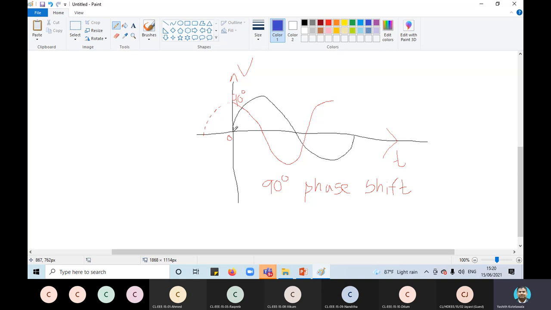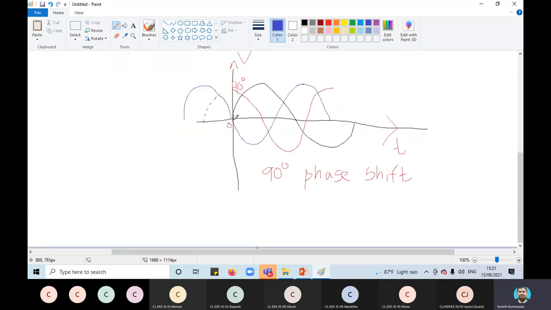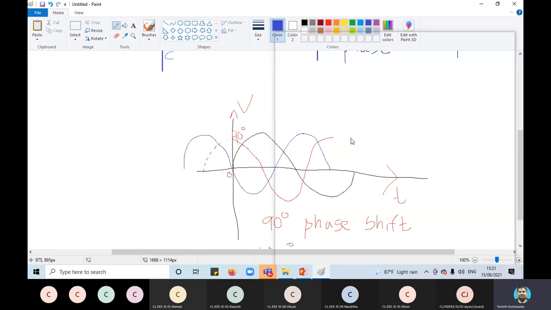If you think about a blue color wave, assume it is something like this. What is the wave position? If you start from here, 0 degrees, 90 degrees, then the ending of the positive half cycle is 180 degrees. So you see in the blue color line, when time is equal to zero, the blue color line has a 180 degrees phase shift.